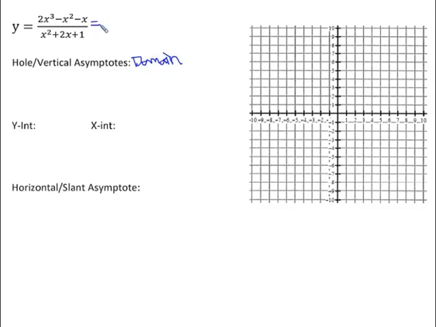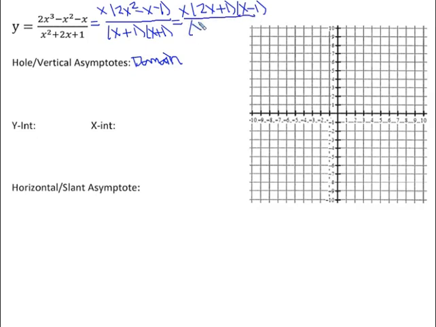So let's try to factor as much as we can to help us find the domain and maybe even some of these other pieces. Taking a look at the top, we can take out an x, and we're left with 2x squared minus x minus 1. And factoring the denominator, two numbers that multiply to 1 but add to 2 are an x plus 1 and an x plus 1. Now we can factor the numerator a little bit further. That would factor as a 2x plus 1 and then an x minus 1.